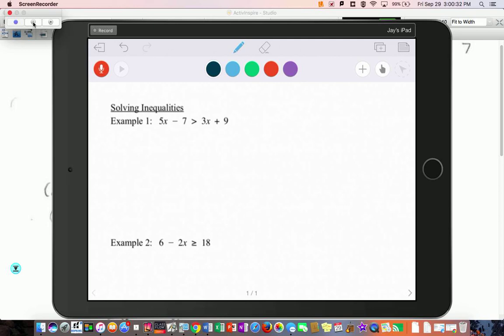just use your algebra. So I'm going to add 7 on both sides, and I will subtract 3x on both sides. And I'm left with 2x there. That's gone. That's gone. And this is 16. And I divide by 2. And any x that's greater than 8. So again, parentheses, 8 to infinity. I use parentheses because it's just greater than. Pretty easy. The next example is similar.